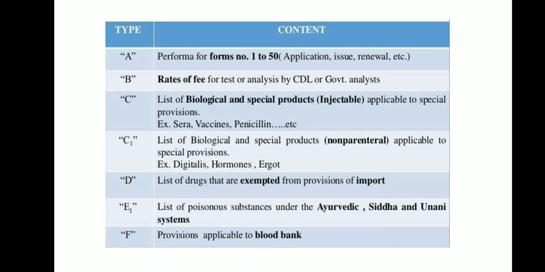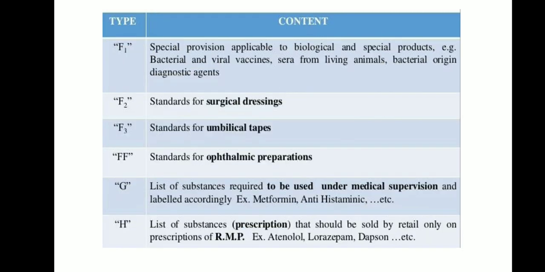F1 is the provisions for C and C1, the provisions applicable to C and C1 drugs. C represents injectable biological and special products. C1 represents non-parenteral, that is, not injectable, biological and special products. So up to F1 is okay.